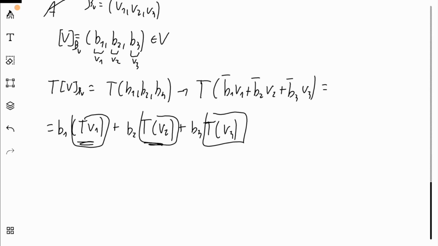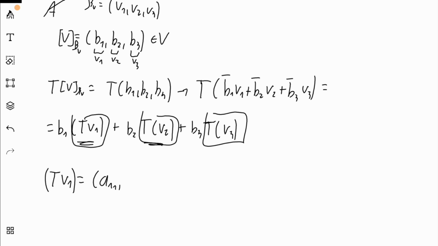So let's look at, for example, T of v1. What does our linear transformation do to our basis vector? Well, this has to be defined somewhere. Let's say T of v1 will be a vector now. T takes v1 into a vector in a vector space W, because T is a transformation from vector space V to vector space W. So let's just say this equals A11, A21, A31.